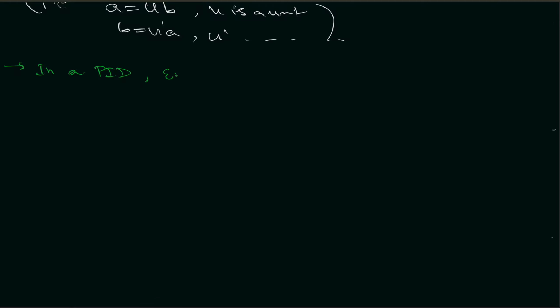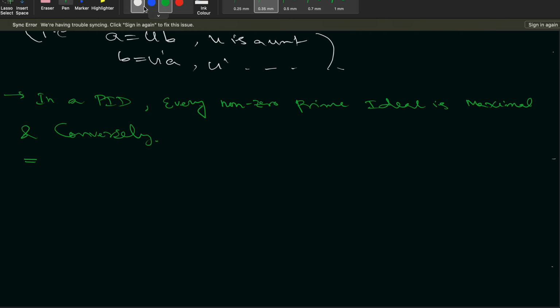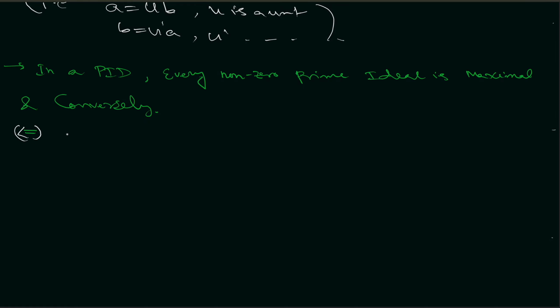In a PID, every non-zero, this is important, prime ideal is maximal, and conversely, that means every maximal ideal is prime. See, every maximal ideal is prime, this is always true. If you have any maximal ideal, it should be prime. So the converse case is quite obvious. It's just simple manipulation.